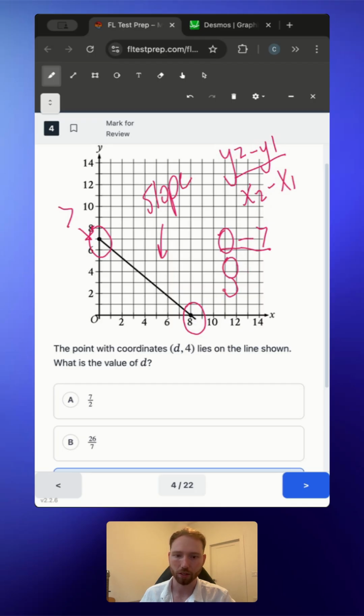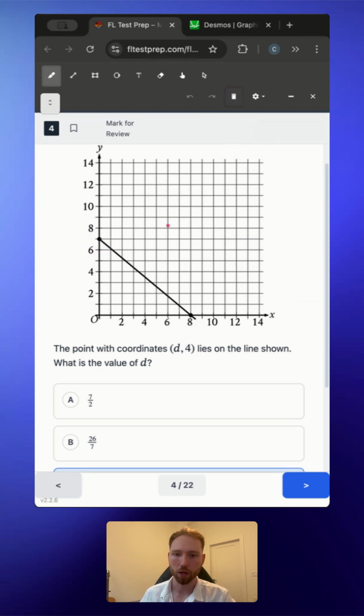Oh, it's 8, excuse me, minus x2, which is going to be 0. So we have 0 minus 7, negative 7, 8 minus 0, positive 8. So this is going to be our slope, negative 7/8. So let me clean this up.